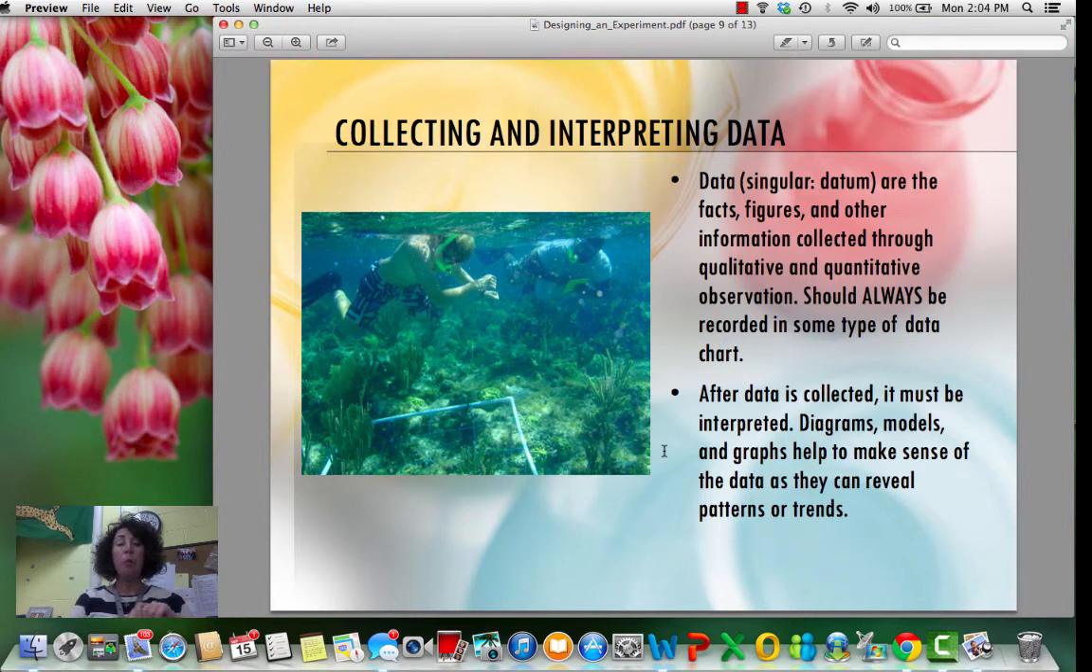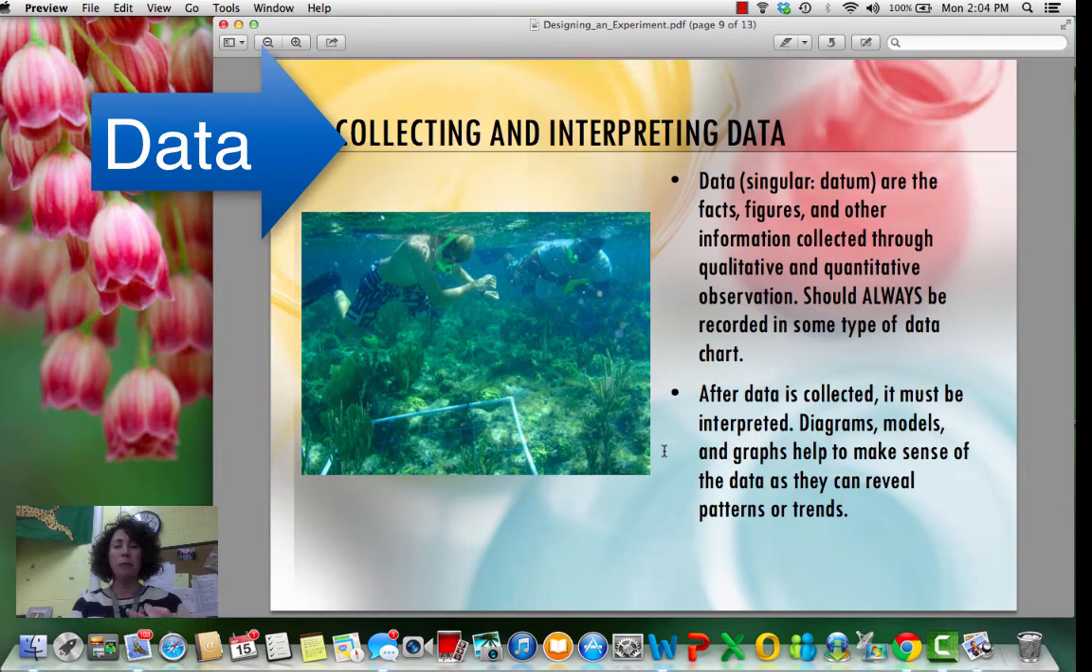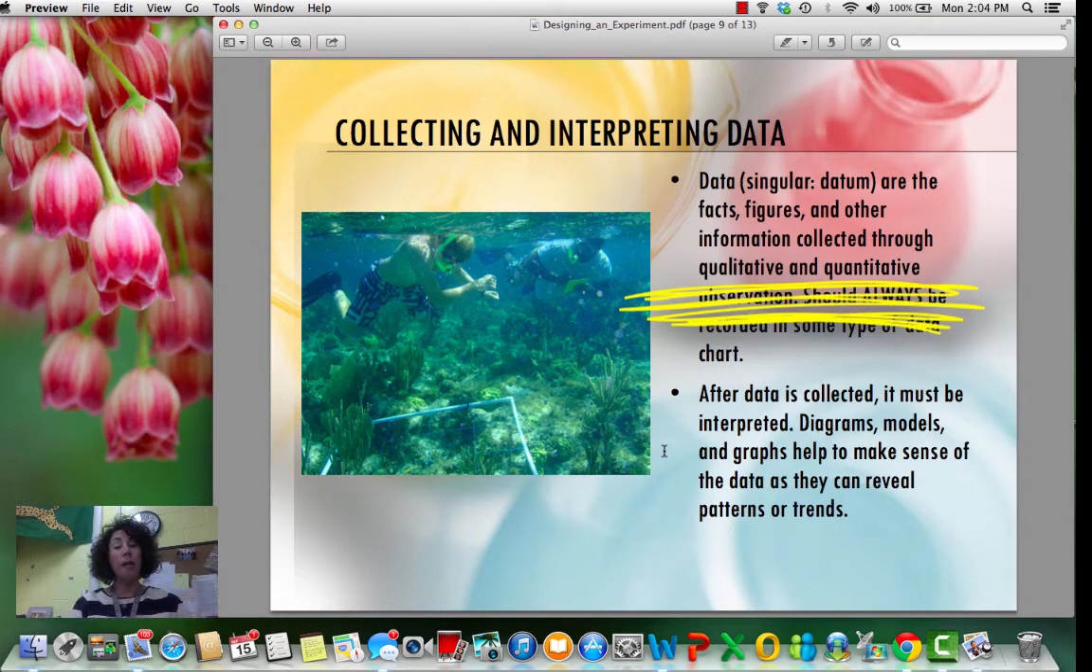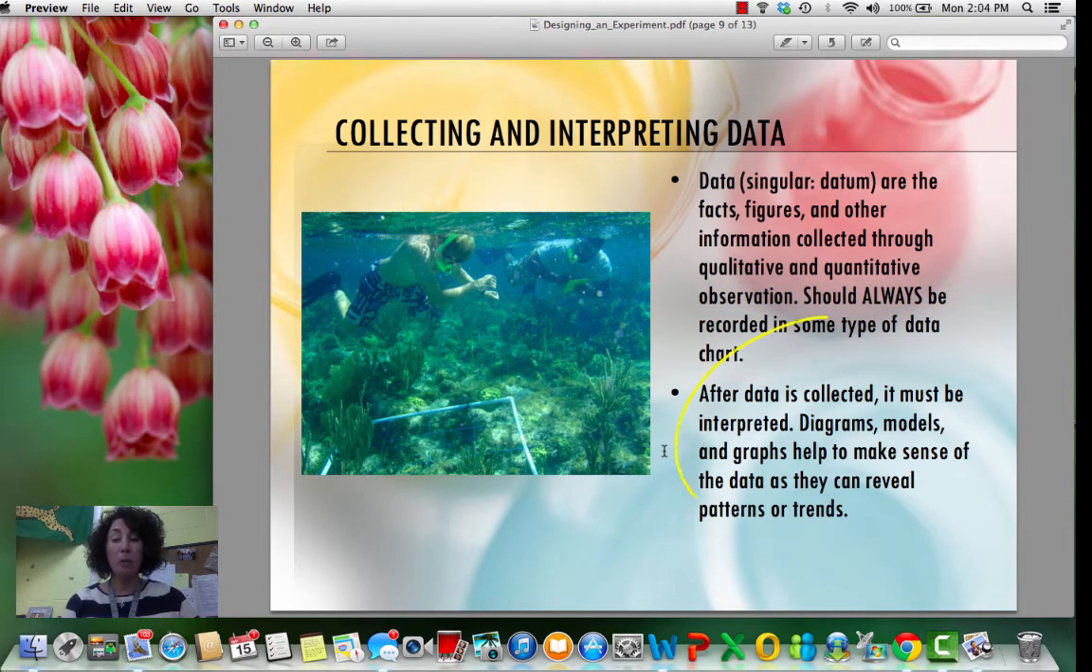Now, we want to collect and interpret that data. The facts, the figures, the information, quantitative or qualitative. And we need to record it in some type of chart. And then in order to interpret it, we want to make some sort of diagram or a model or a graph. We've talked a lot about graphing, and so we know that a graph can really give us a great visual on the relationships between the independent and the dependent variables. They can help reveal patterns and trends.